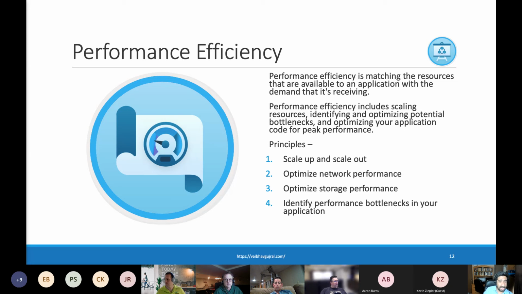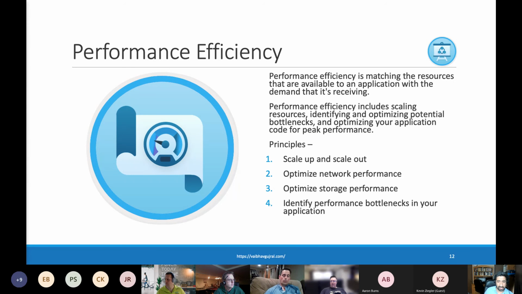Performance efficiency includes scaling your resources, identifying and optimizing potential bottlenecks, and optimizing your application code for peak performance. There are some core principles that you can leverage under this pillar as well. The first one is around scalability. It speaks about scaling up and scaling out. It is very important to understand the difference between them. Compute resources in Azure or in any public cloud can be scaled in two different directions: either they can be scaled up or scaled out.